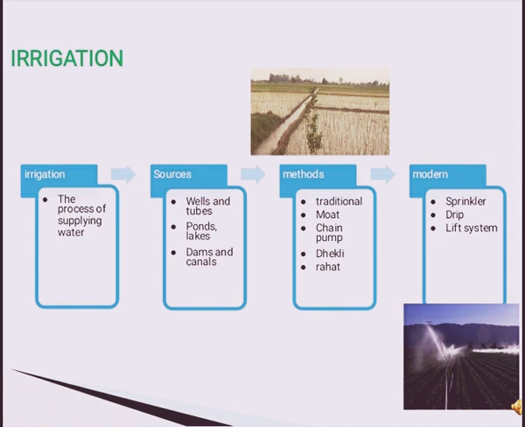There are 2 different methods for irrigation: modern method and traditional method. Moat, chain pump, Dekli, Rahat are the traditional methods. In this method, water is lifted by using manpower or animal power. In the modern version of these methods, water pumps are used with electricity, diesel or any other source of energy. Sprinkler system, drip system and lift system are some of the modern methods of irrigation.